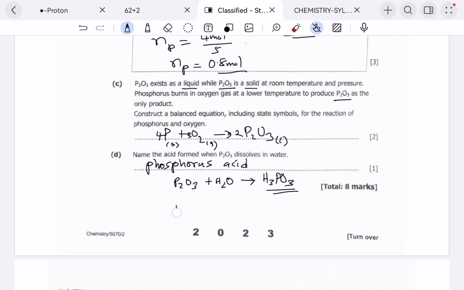But if it was P2O5 combining with water, we would have gotten H3PO4, which is phosphoric acid.